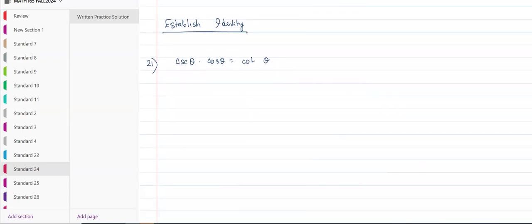Okay, establish identity. I'm going to start with the left-hand side. I'm going to rewrite cosecant. Cosecant is nothing but 1 over sine. This is nothing but cosine over sine, which is cotangent, and that is the right-hand side.